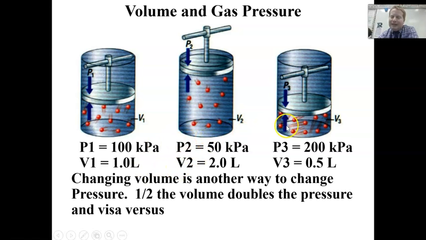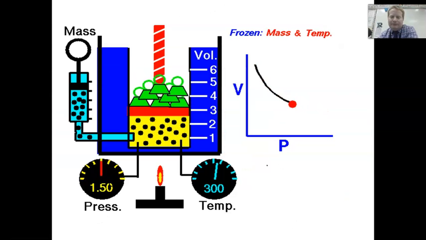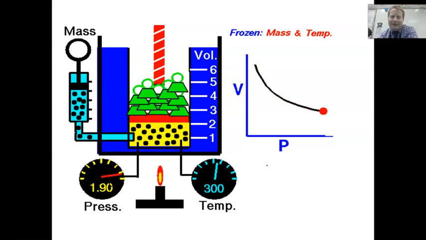Going from the middle to the last container, the pressure is multiplied by 4 and the volume was divided by 4. We went from 2 to 0.5. So they do the opposite, but in proportion, by the same factor, by the same number. This is repeating that. This is called Boyle's law. So we can use this for our calculations. And here's a visual of that happening.